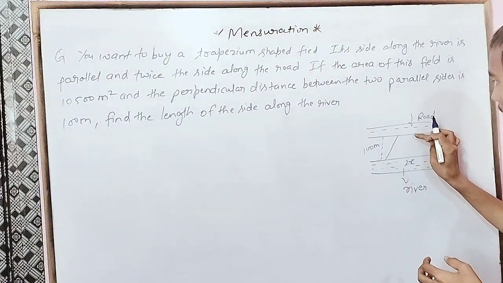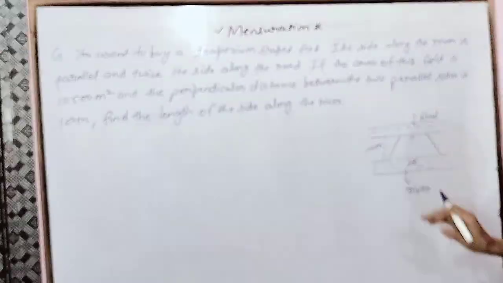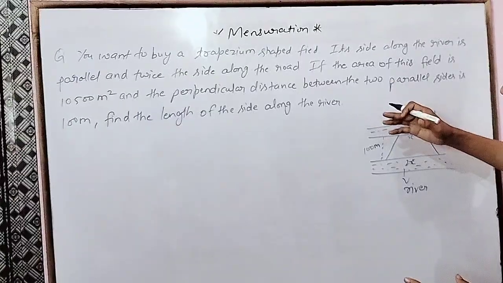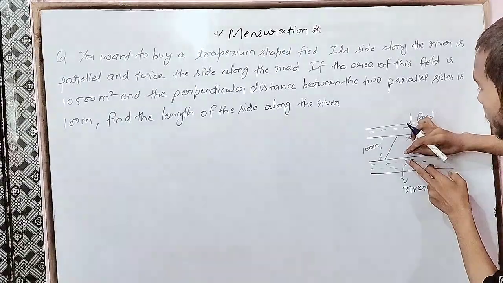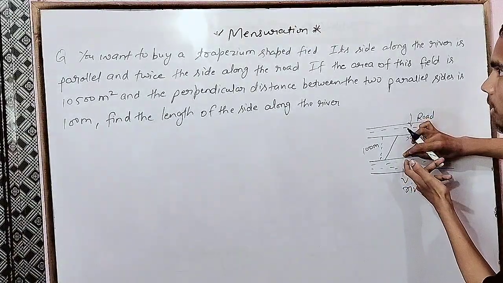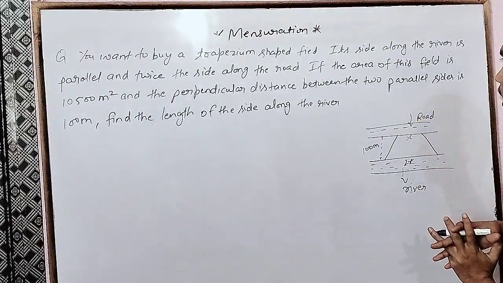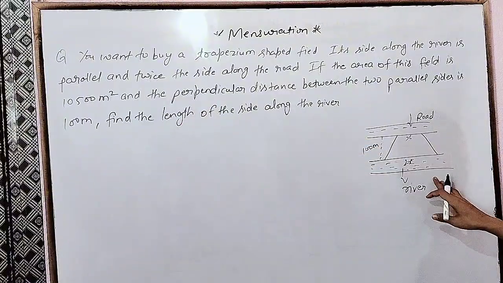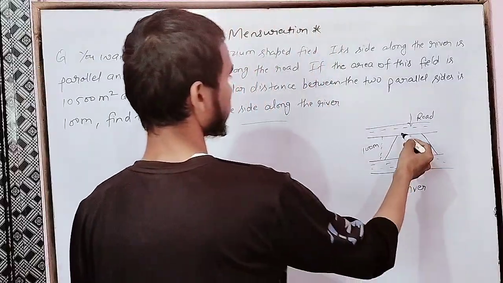This side along the river is two times, and this one is one time. The side along the river is parallel to the other side, and it is twice as long. If the area of this field is as given, then find the length of the side along the river, this side and this side.